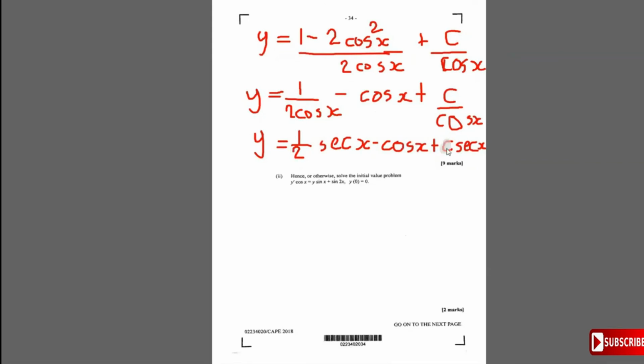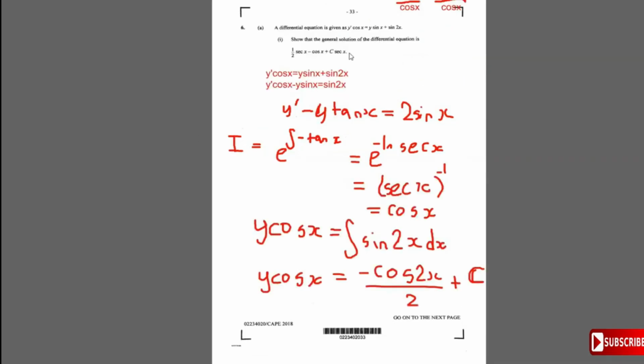Make this look more like a C. This looks like C sec x. So put C, to show that this is a constant. C sec x. So there we have it. We prove it. Nice and easy.